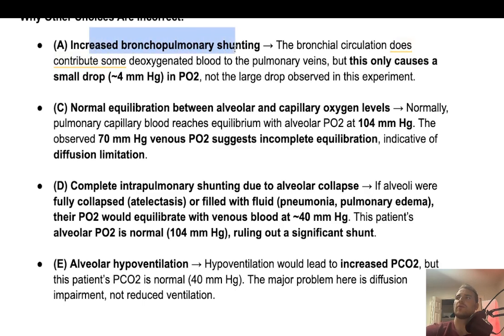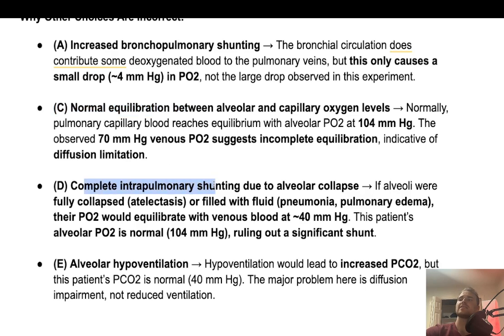A, increased pulmonary shunting. Circulation does contribute to this, but it's only a small drop of 4 in the PO2, not a huge drop. So a little bit, but not tons. C, normal equilibration between the alveolar and capillary oxygen levels. Normally we should see alveolar PO2 like 104, and we see 70, and that means there's incomplete equilibration, so that's not going to be C.